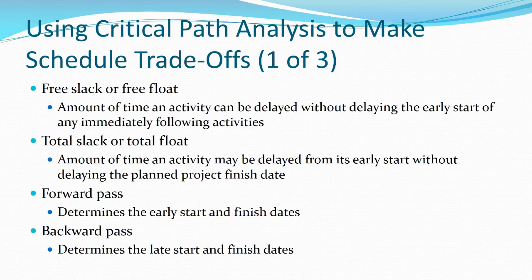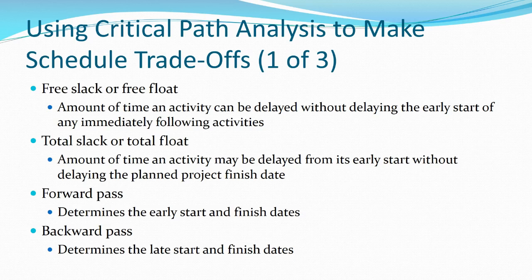So, in terms of how we use critical path to manage our schedule, free slack or free float, I should say, it's hard to say very fast, means on an individual activity: how far can you delay it without delaying the early start of the next activity? Meaning, for example, if we're in task 2 out of 6 tasks, do we have some wiggle room to be able to go back and take extra time on?